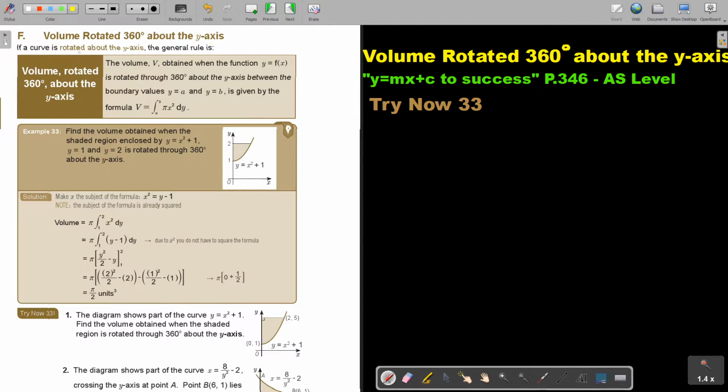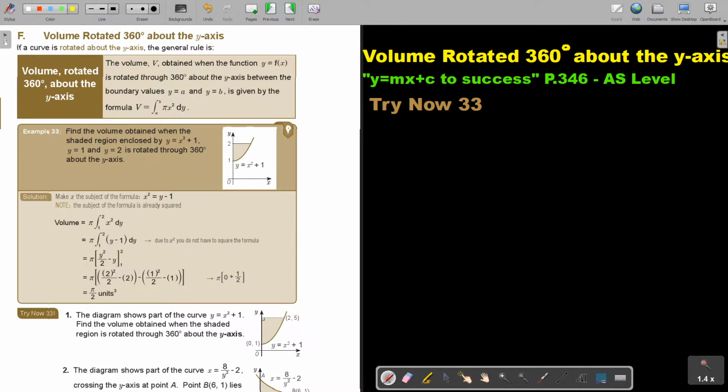If a curve is rotated about the y-axis, the general rule is, so it's now not the x-axis but the y-axis. Okay, so the volume V obtained when the function is rotated 360 about the y-axis between the boundaries y equals a and y equals b is given by this formula. So it's exactly the same pi and integral of the square, but I must just remember to make x the subject of the formula. In the previous one y was the subject, now x is the subject.